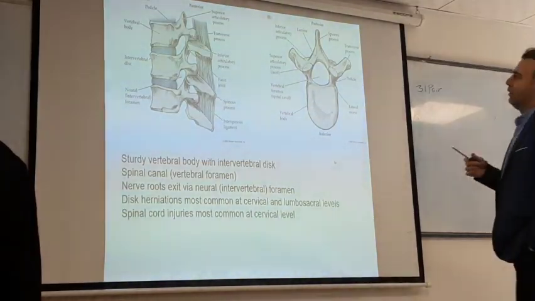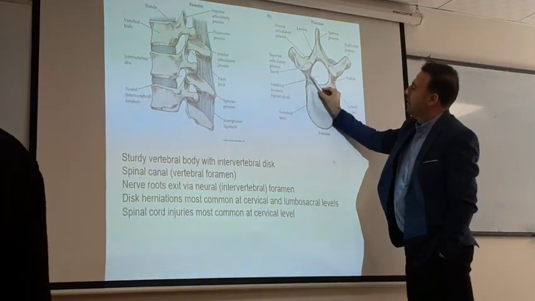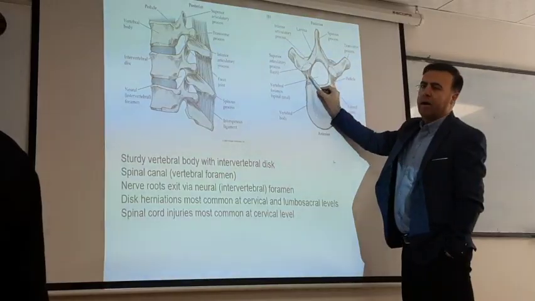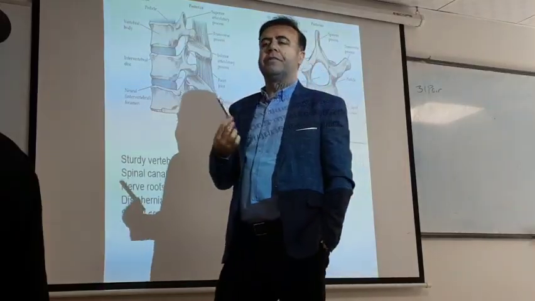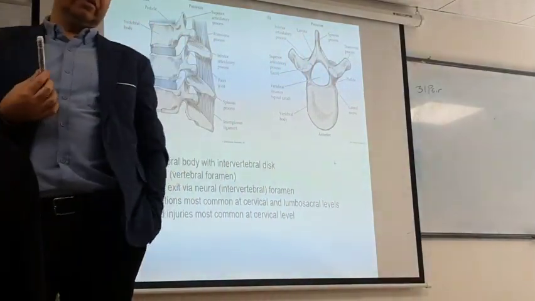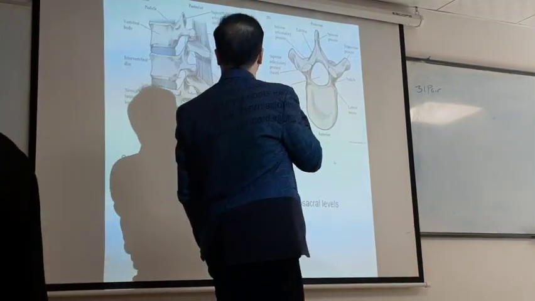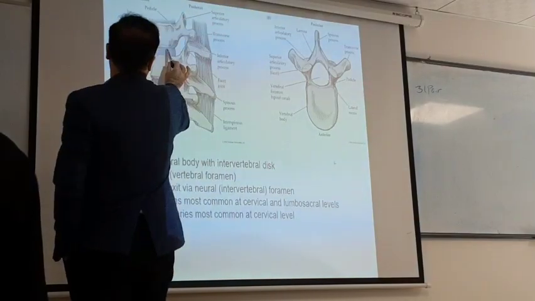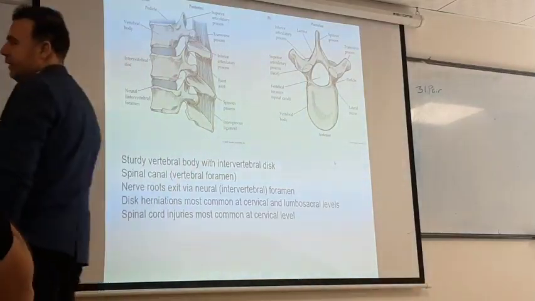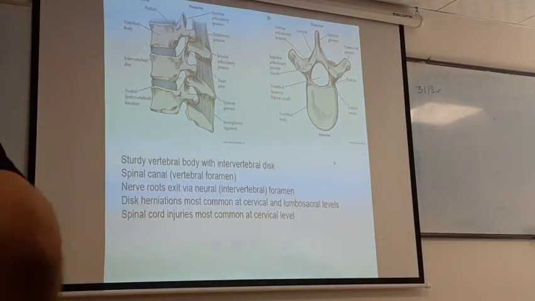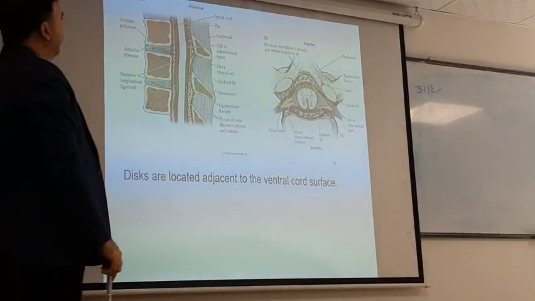This is named vertebra. This region is named vertebral foramen. The vertebral foramen is the location of the spinal cord. And you see the discs between vertebrae. This is the position of the spinal cord.